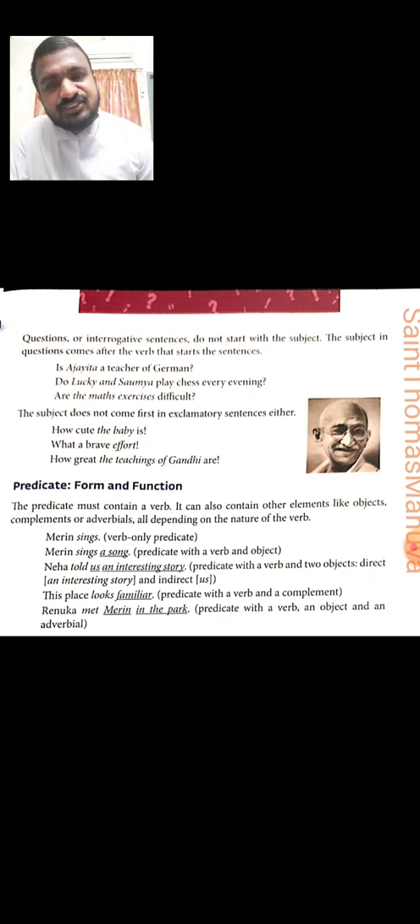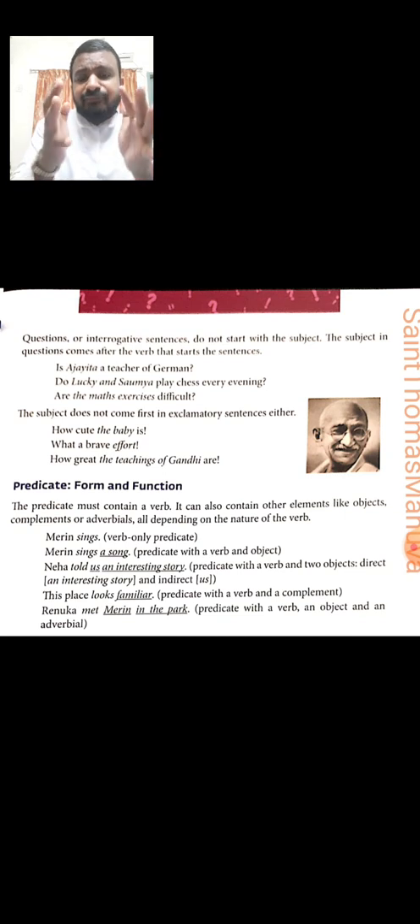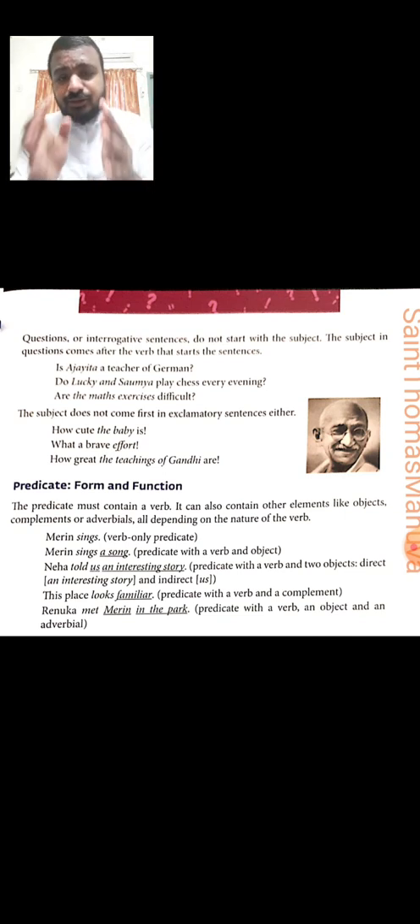Look at the next sentence. Marin sings a song. Marin is the subject. Sings is the verb. A song is the object. So in the predicate part, a verb and an object are being used together. So sings a song is the predicate.